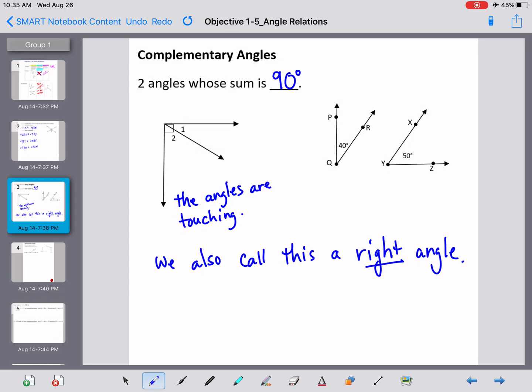In my second picture, the angles are not touching. So this is where it's tricky. For angles to be complementary, they don't necessarily have to be adjacent. They don't have to be side by side. The definition just says two angles whose sum is 90 degrees.